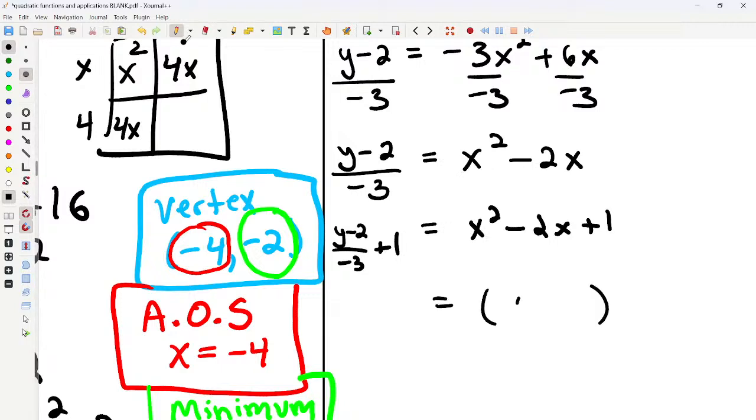The right-hand side looks like x minus 1 squared. Give a minute to catch up here. The left's pretty ugly, but it's not impossible to deal with. You'll see, not that bad. And so to get y by itself, I'm going to subtract 1, then multiply everything by -3, and then add 2. Ready? Subtract 1 on both sides.